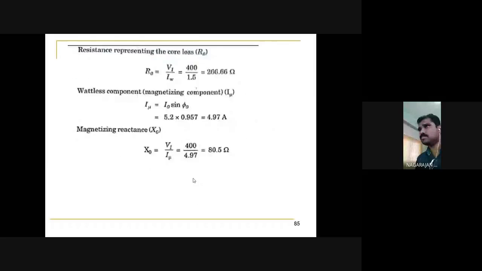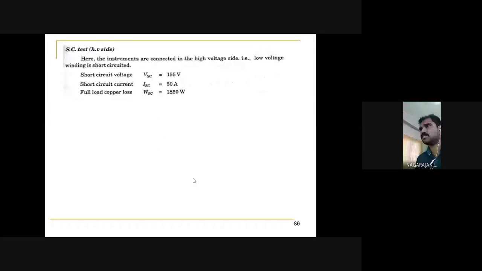So with the help of these values, you will find the core loss component. Here the core loss component is 1.5 amperes. And from that 1.5 amperes, I find out R naught value. So we know that V1 is 400 volts, IW, the core loss component value, is 1.5. That gives you 266.66 ohms.